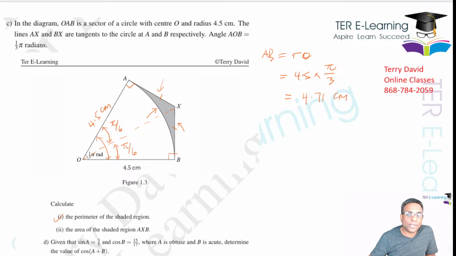Just out of curiosity, could you guys work out AX for me? I want to see what you all get for AX. Try to work out the length AX for me. Let me see what you all get.